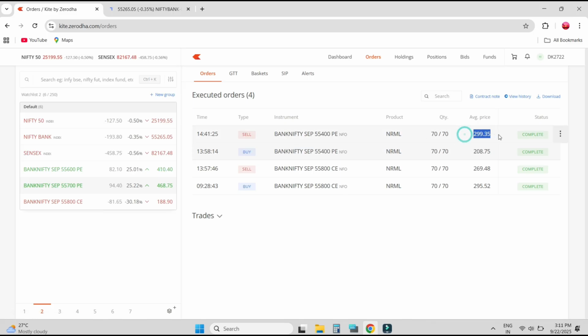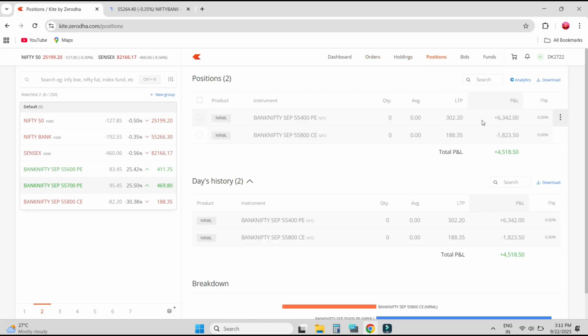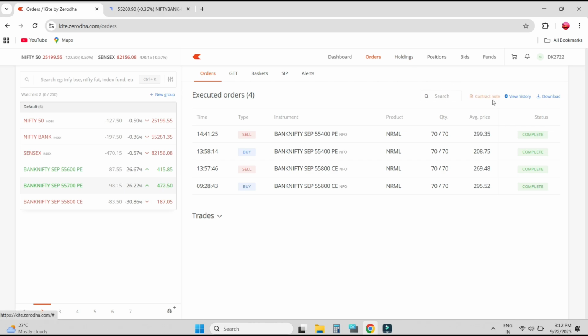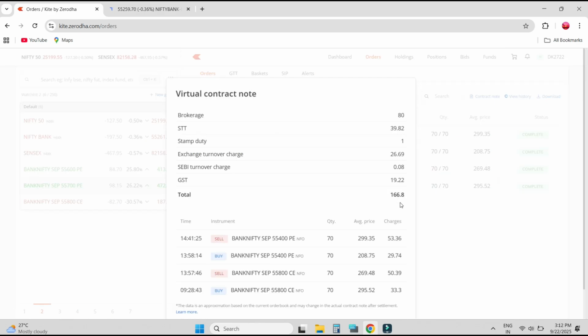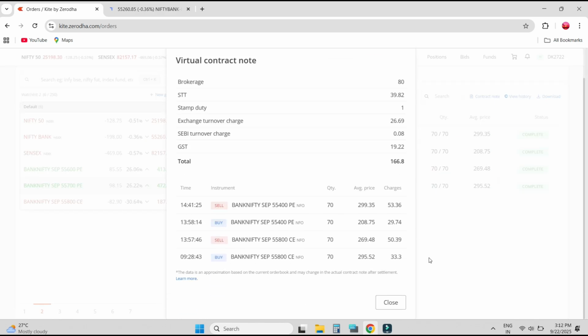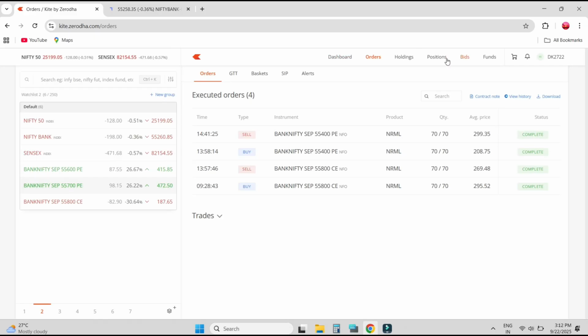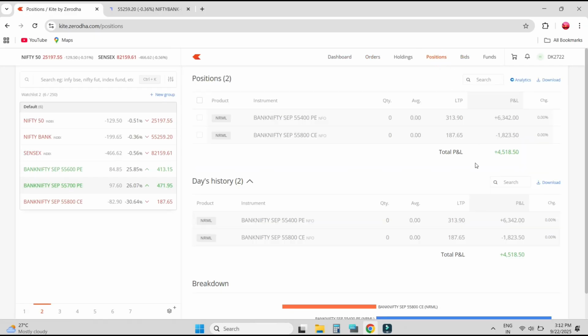You can see how many points I gained, 208 to 299, around 90 plus points, and I made a profit of 6,000 rupees. After taking out the loss, it's 4,000. Not bad for the day. The brokerage is around 160, and I'll get around 4,400 something.